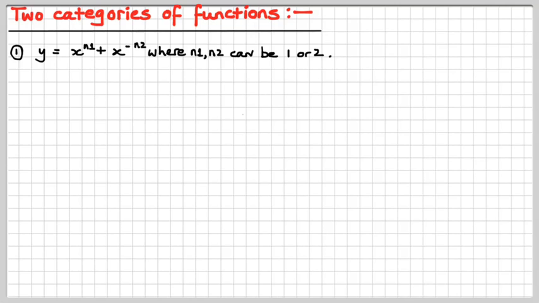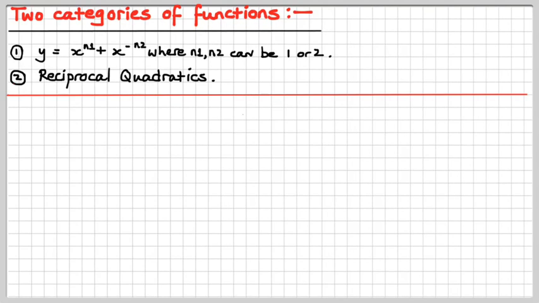They are, firstly, y equals x to the n1 plus x to the minus n2, where n1 and n2 can be either 1 or 2, and I'll show you what that looks like in a moment. And we also have to be able to do reciprocal quadratics, okay?